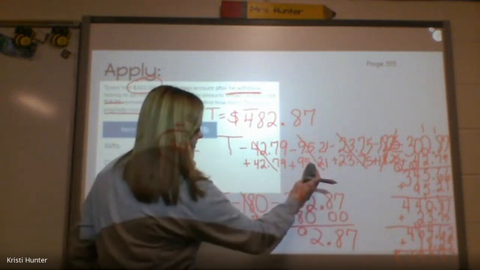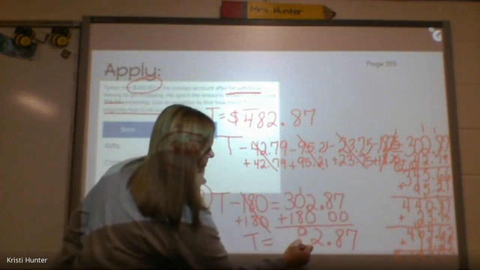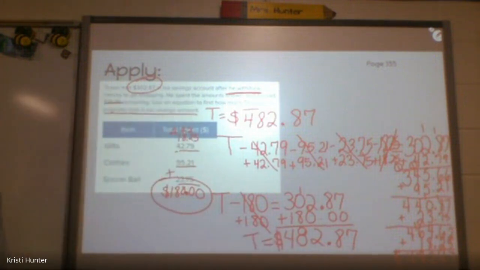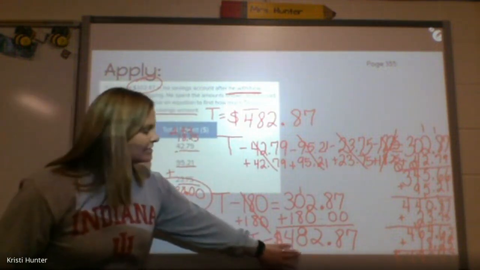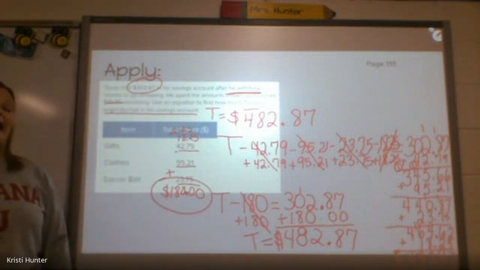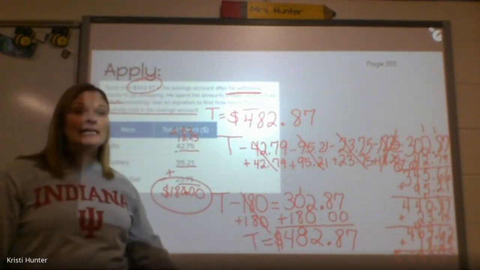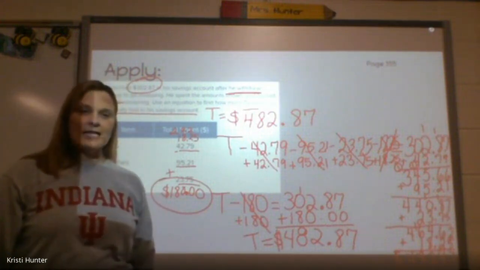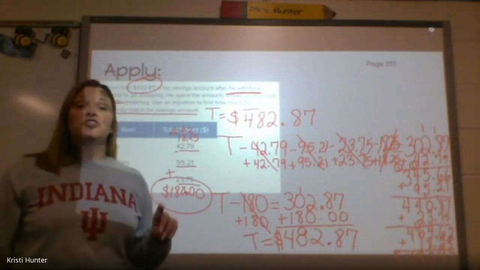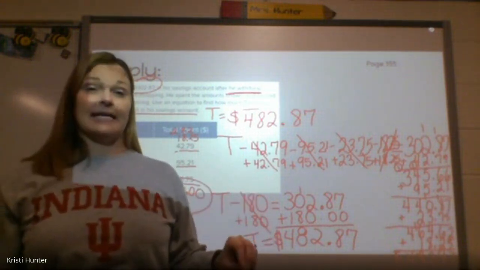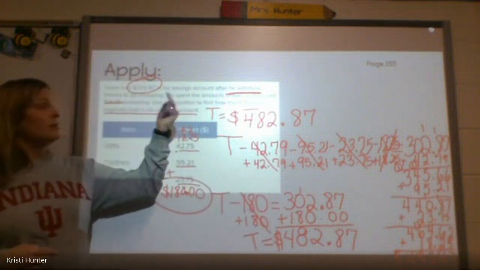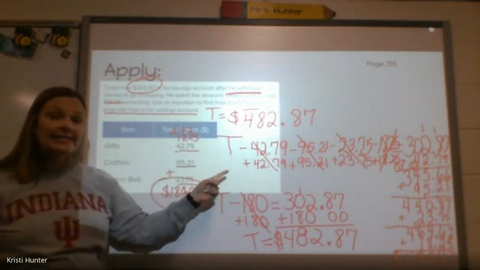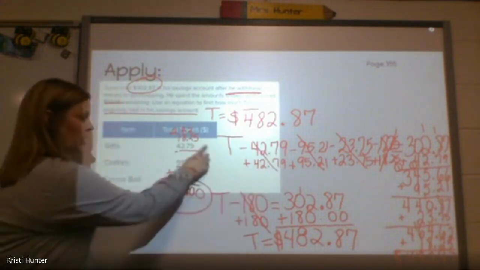Uh-oh, I didn't need to carry my 1 there, did I? My fault. So that's just 8. And I arrived at the same answer as I did the first time. He has $482.87 in his savings account before he goes shopping, right? So that problem just has multiple steps. It's the same idea, thinking about my value being my whole that I start with and subtracting parts or subtracting one large part, okay?